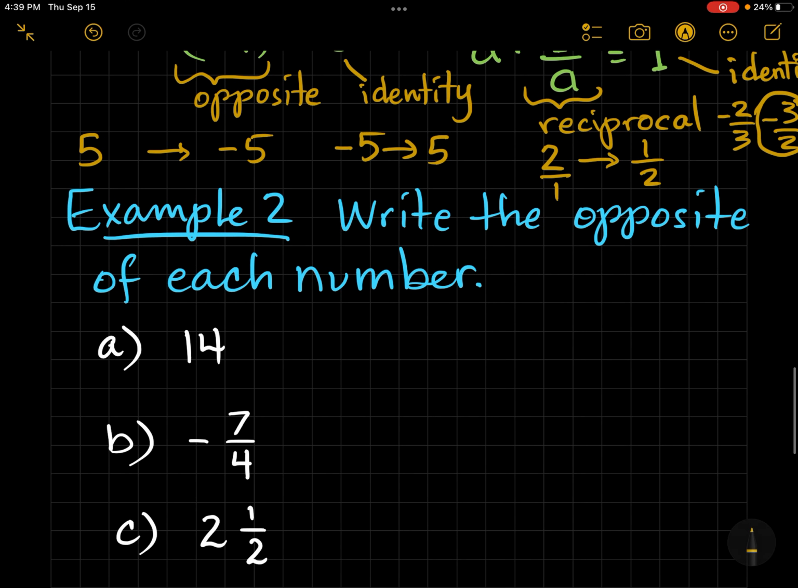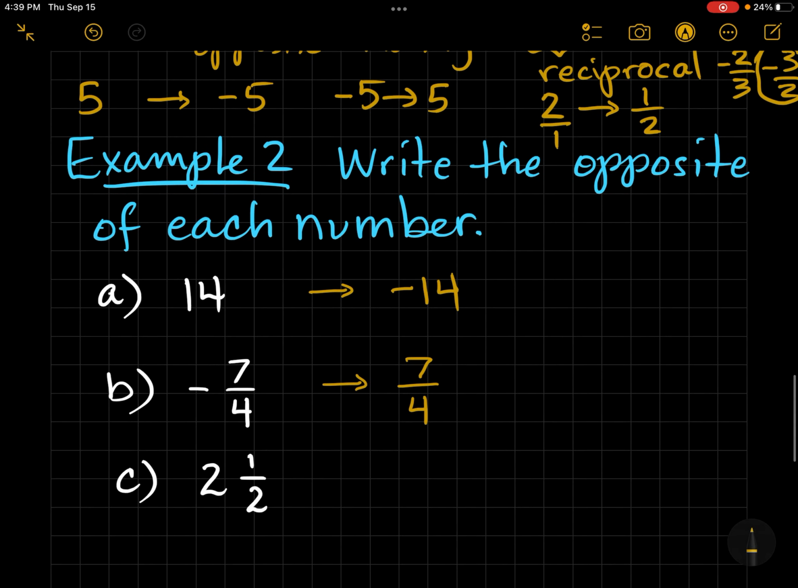Let's practice finding the opposite of each number. For 14, change the sign, negative 14. That's the opposite. The opposite of negative 7 over 4, positive 7 over 4. Just change the sign. Now, the opposite of 2.5, negative 2.5. So that's the opposite.